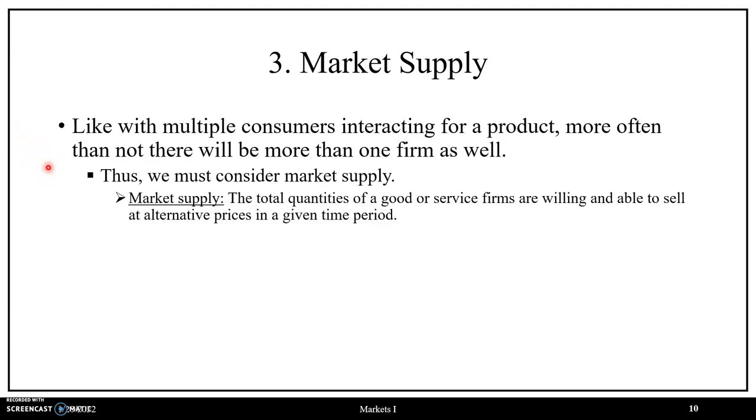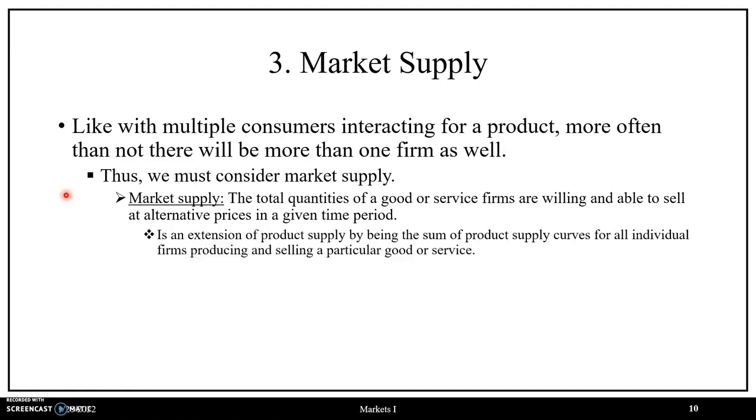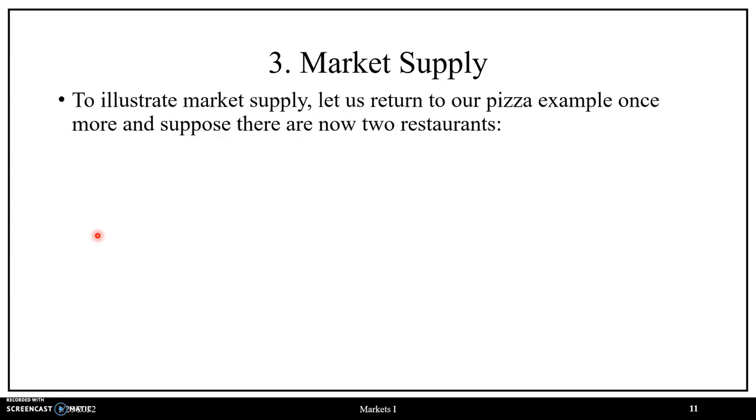Therefore, we need to consider market supply, which is the total quantities of a good or service firms are willing and able to sell at alternative prices in a given time period, where this is an extension of product supply by being the sum of product supply curves for all individual firms producing and selling a particular good or service. So then to illustrate this, let us return to our pizza example, but now suppose that we're looking at this from the perspective of the firms.